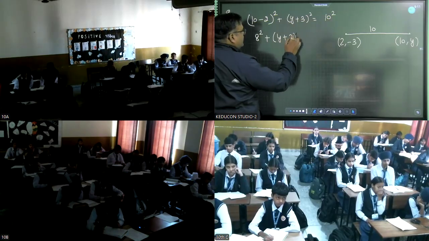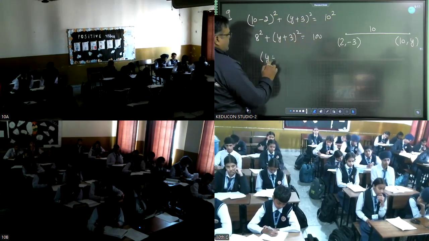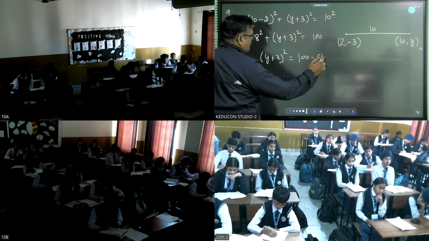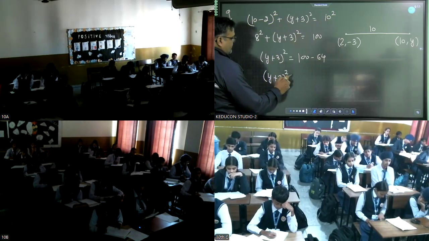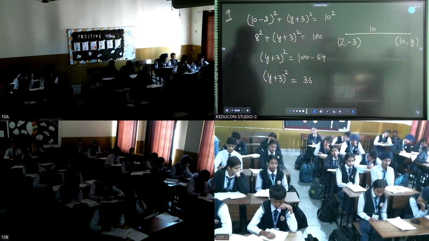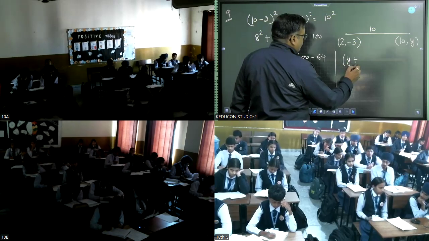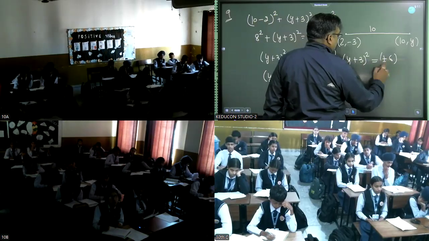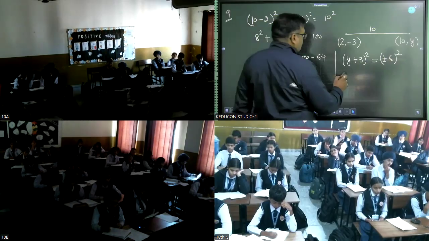Let me explain it in a different way. This is 64, and 100 minus 64 leaves 36. What is (y plus 3) whole square? Is it clear? Yes. Now (y plus 3) whole square is 36, so y plus 3 can be written as plus minus 6. So what will y plus 3 be equal to?